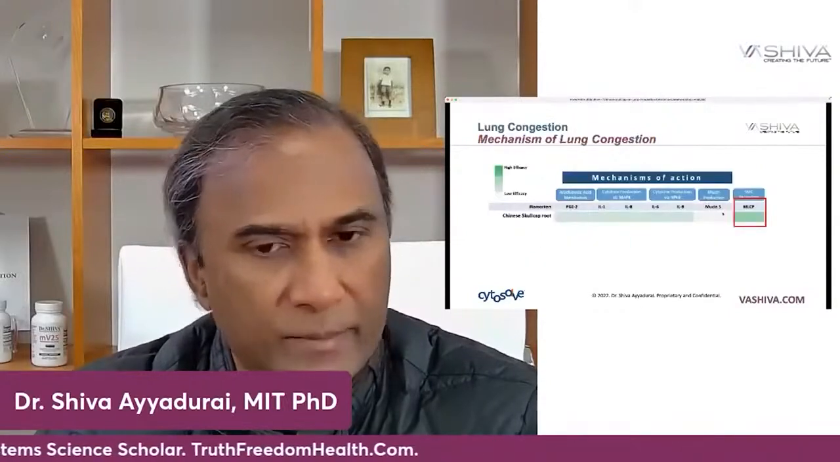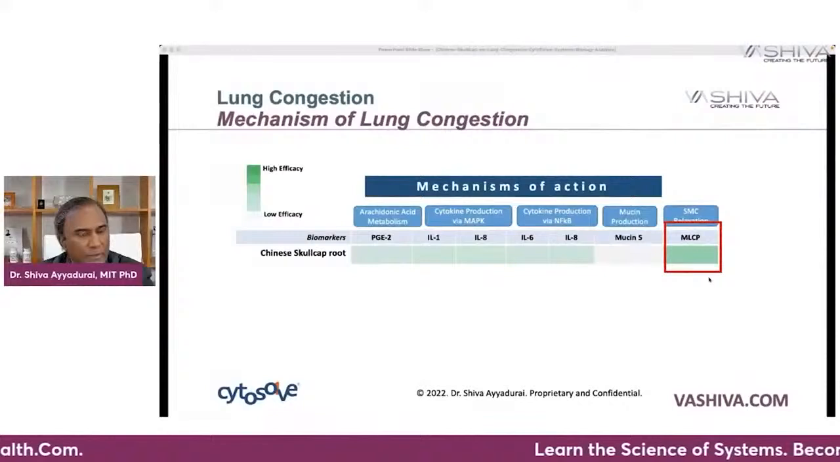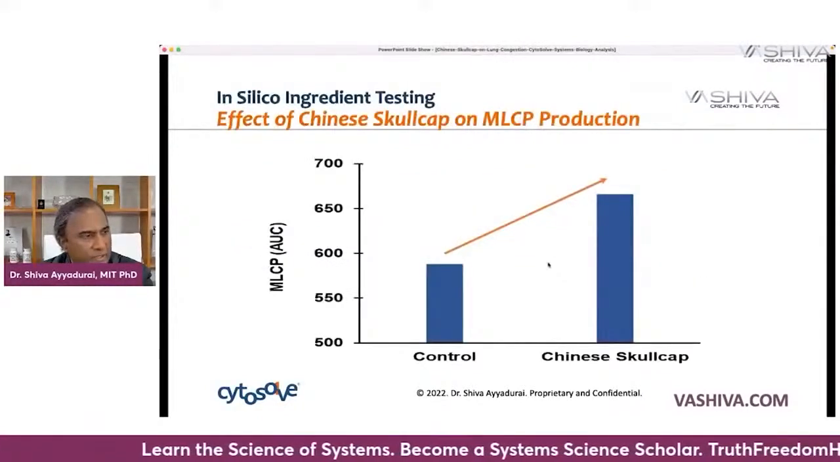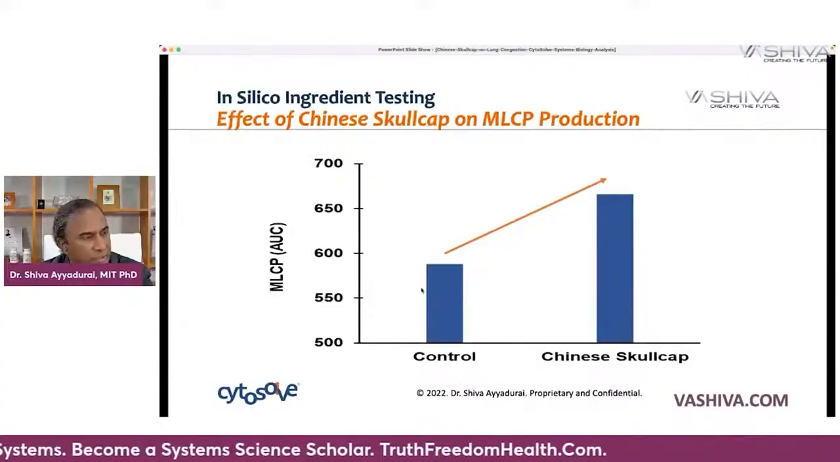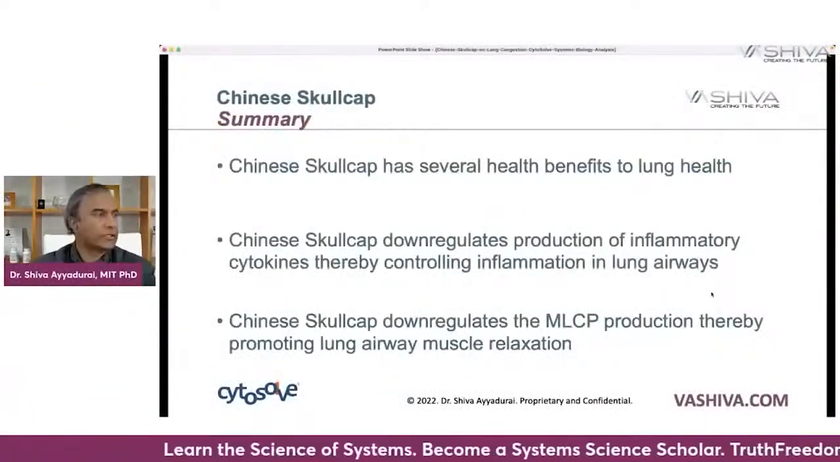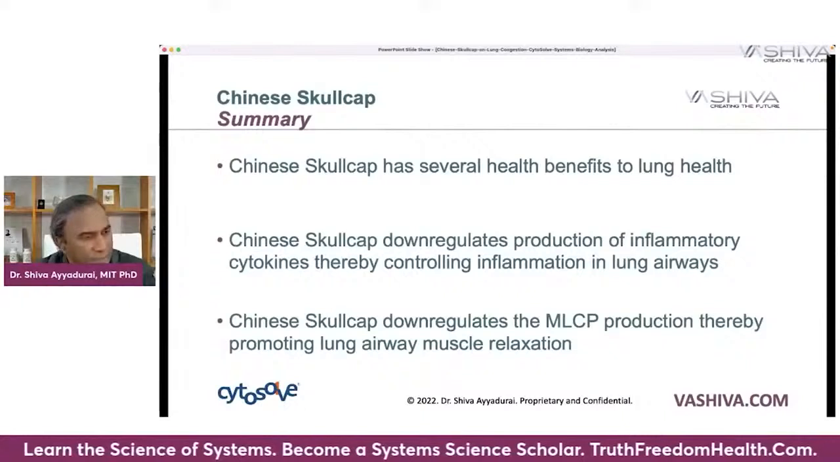It has no effects on mucin 5, but when it comes to MLCP, which is the important chemical that reduces contraction, which means increases smooth muscle relaxation, this almost went up by 20%. That's why the smooth muscle relaxation pathway is so important. So there you go. Chinese skullcap has several benefits for lung health.